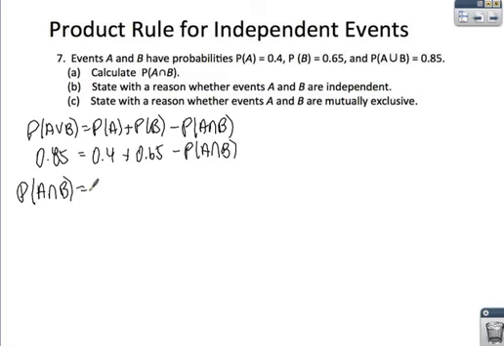You should find that P(A and B) works out to be 0.20. And again, that was part A. And part B, determine whether they're independent. Again, we'll do the test for independence by using the product rule for independence.